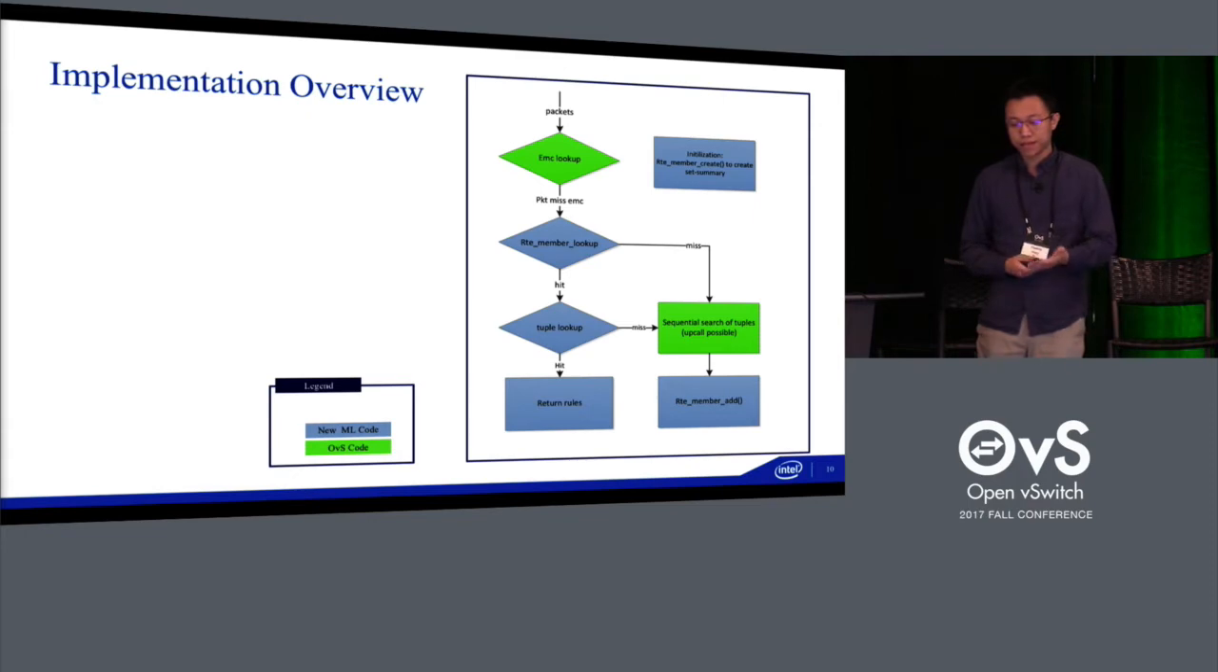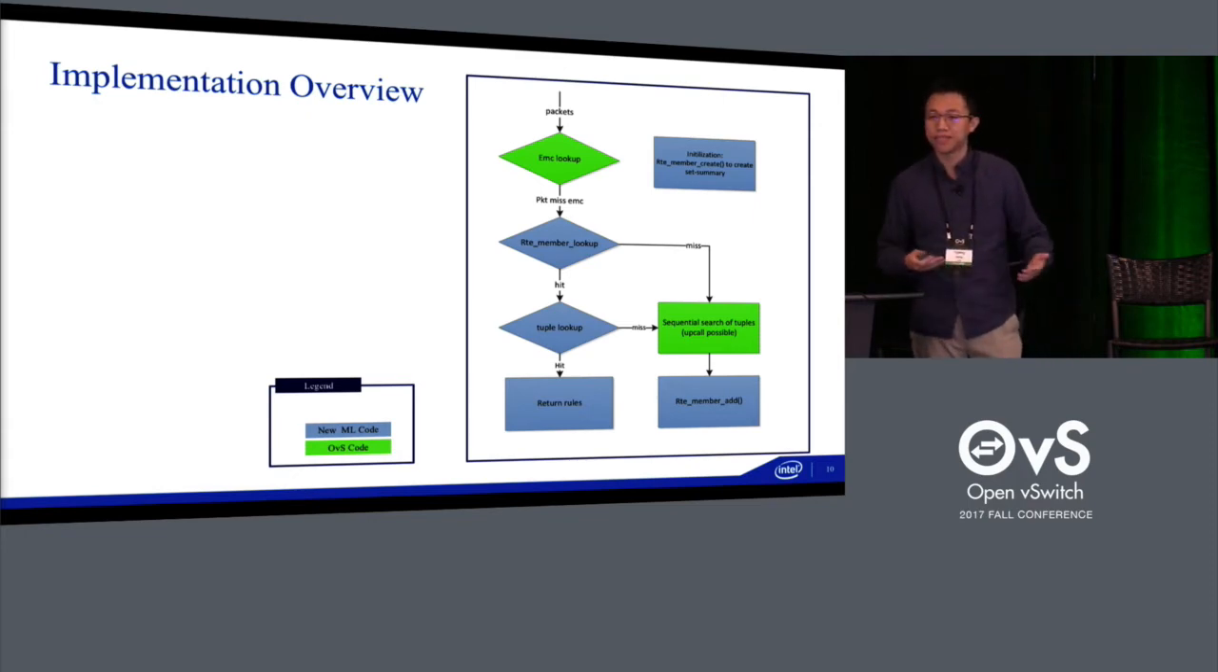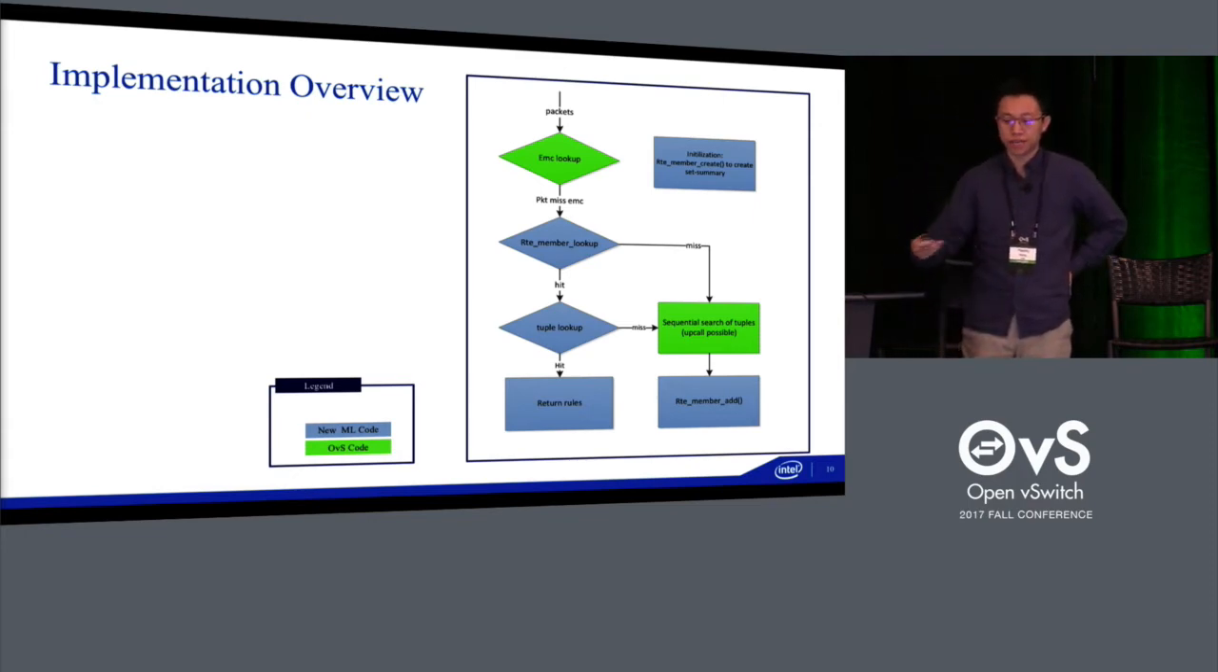The font is probably too small, but this is just a simple flow chart of the mechanism. The green box is the current flow in the OVS, and we add our membership library API calls in between. Basically, we just check the indirect table first, and if I find a hit, I directly go to that tuple. If I find a miss, I just do the original sequential search.